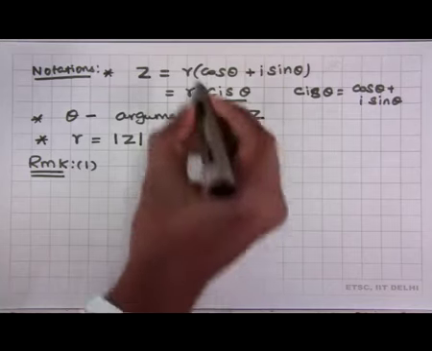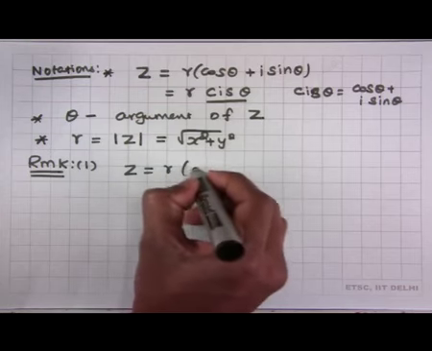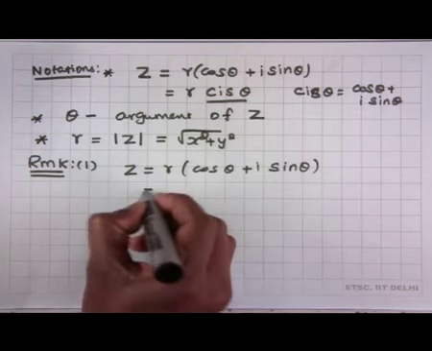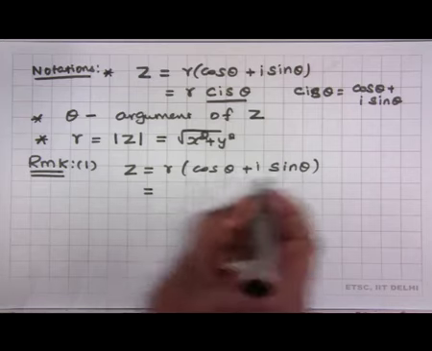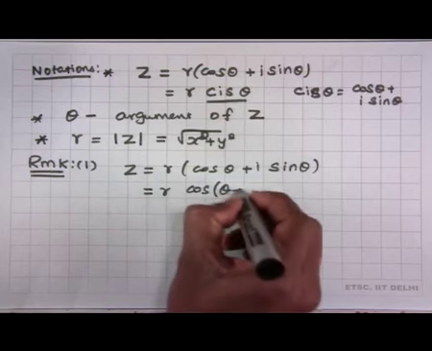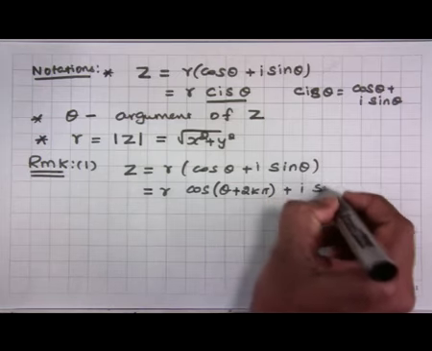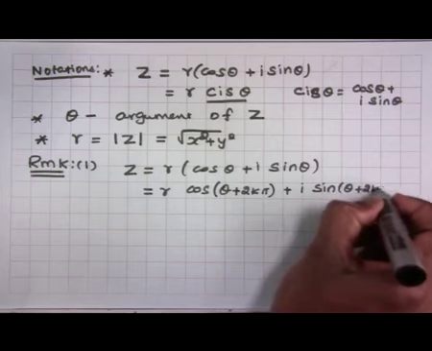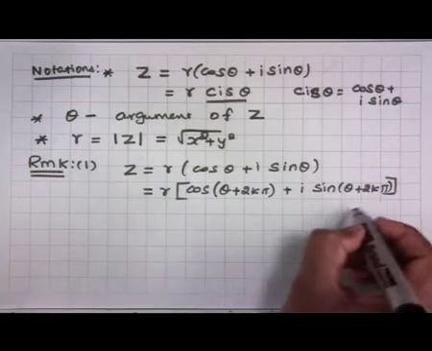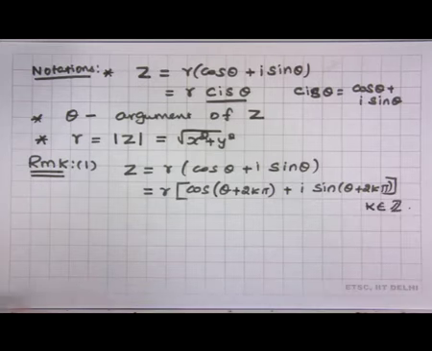What we observe is, once we start with the polar representation cos theta plus i sin theta, by periodicity of the cos and sin functions, this can be written as cos of (theta plus 2k pi) plus i times sin of (theta plus 2k pi), where k is in the integers.